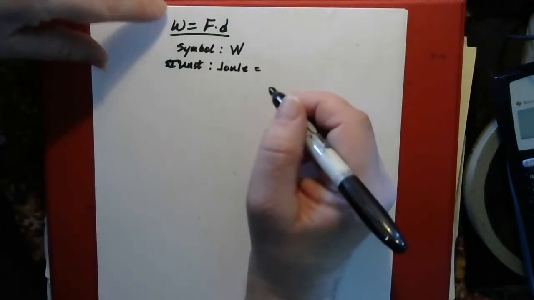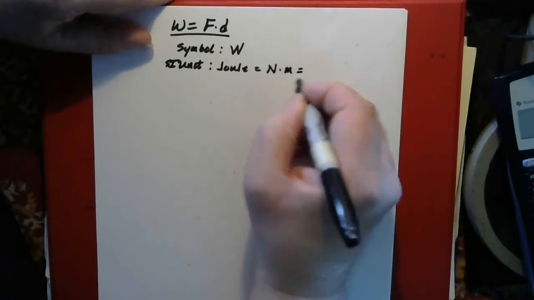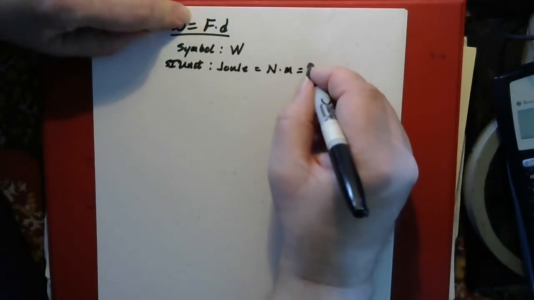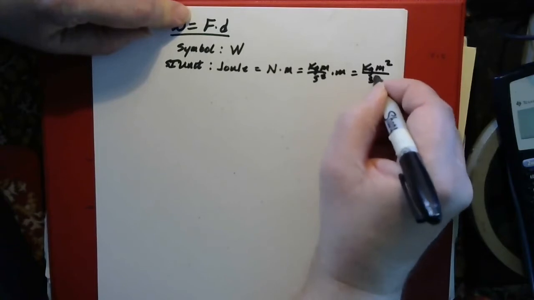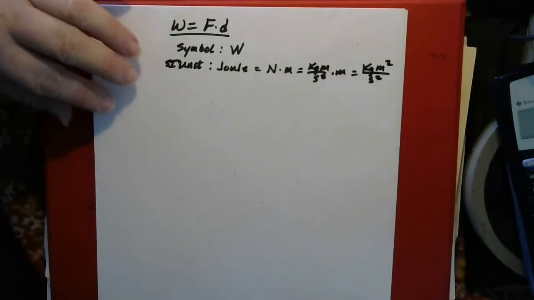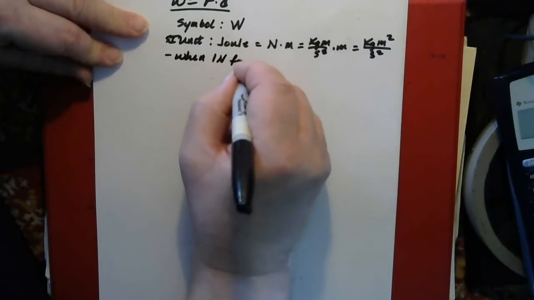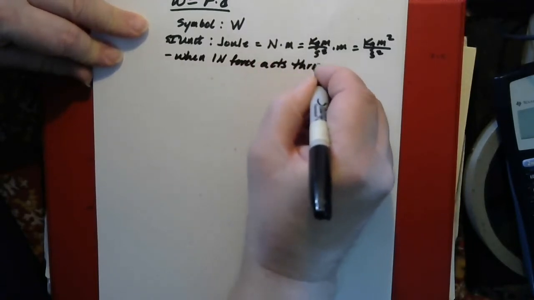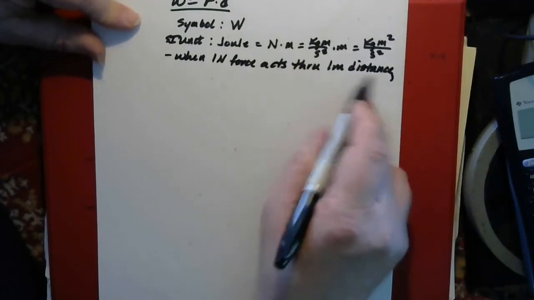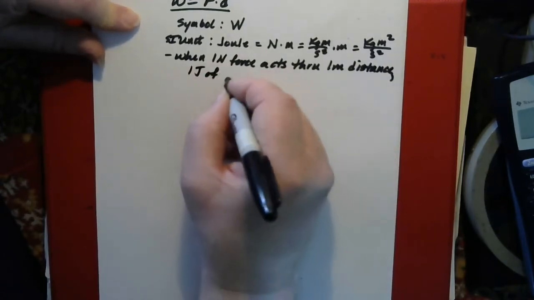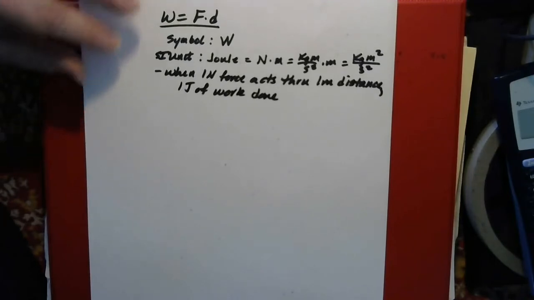And here we see how the joule was derived, because remember, the unit of force is a Newton, and the unit of distance in the SI system would be meters. So a Newton meter is a joule. And like we said, a Newton is a kilogram meter per second squared. And if you multiply that by meters, you get kilogram meters squared per second squared. And so that's also another way of looking at a joule. So when 1 Newton of force acts through 1 meter of distance, 1 joule of work is done. That's another way of looking at the equation and how things relate to each other.